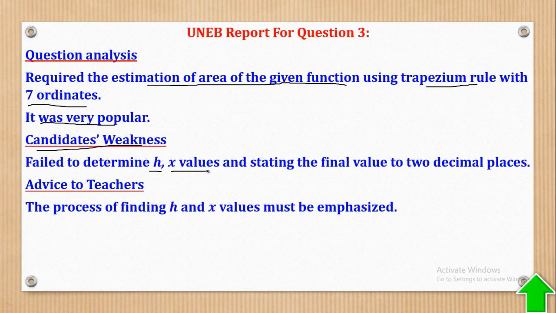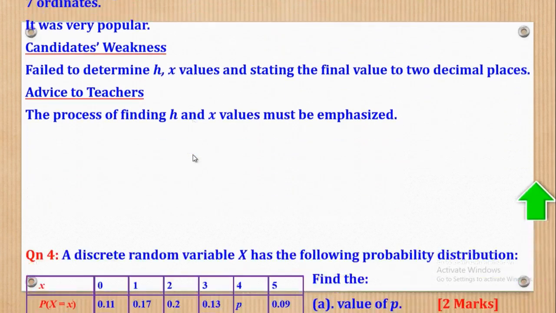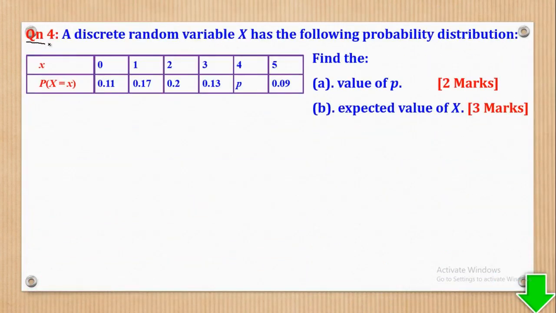Then the x values, also they failed to determine the x values and also to state the final value to 2 decimal places. So always remember that the final answer must be to 2 decimal places. So advice to teachers is that the process of finding h and x values must be emphasized. So that was question 3. Now we shall go to question 4.